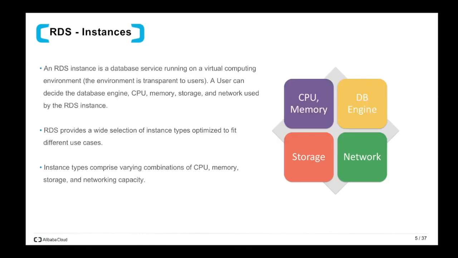So let's move on. The instance is one of the important concepts of RDS. It is a database service running on a virtual computing environment. A user can decide the database engine, like MySQL, SQL Server, or PostgreSQL. You can also decide the CPU, memory, storage, and network used by the RDS instance according to your own business requirements. RDS provides a wide selection of instance types optimized to fit different use cases. Instance types comprise varying combinations of CPU, memory, storage, and network capacity. So this is the instance.